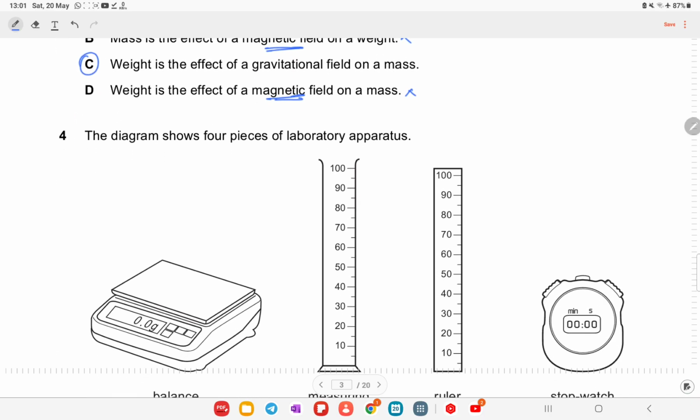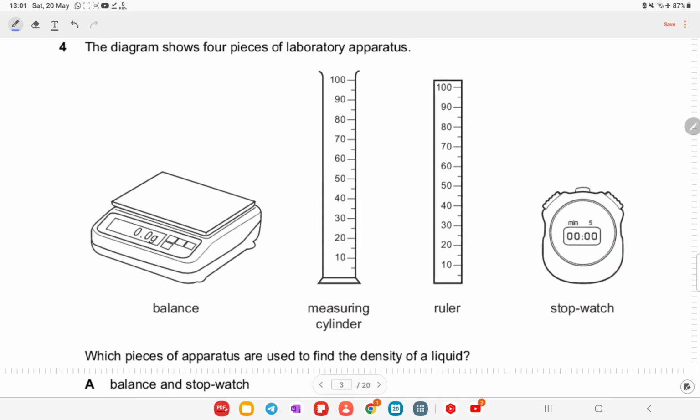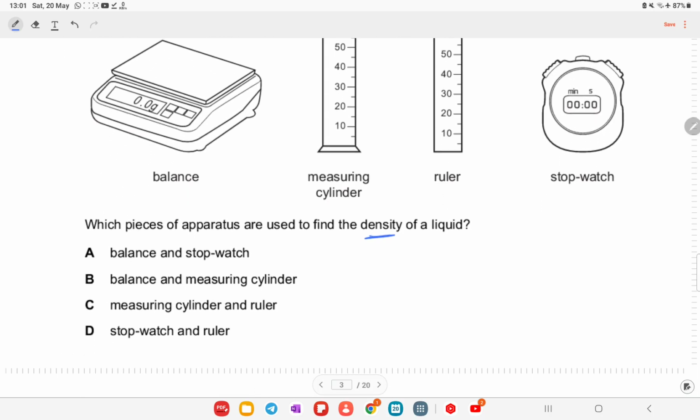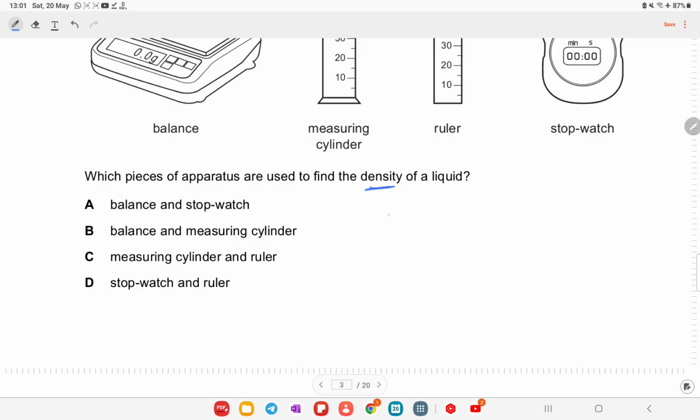Okay, the diagram shows 4 pieces of laboratory apparatus. Which piece of apparatus is used to find the density? The formula for density is equal to mass over volume. So we need to find out the balance and measuring cylinder, not ruler, not stopwatch. So option B will be the right answer.